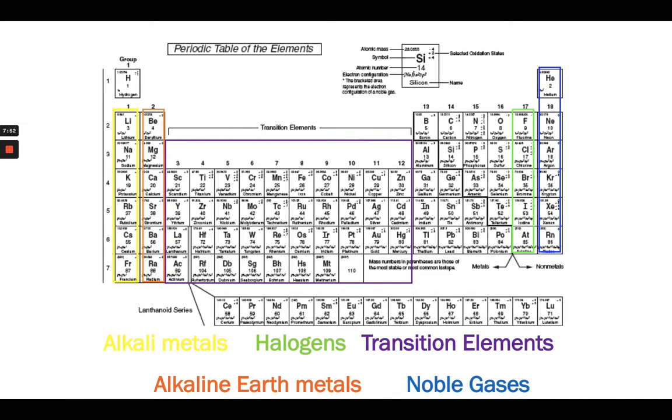All right. Now, we talked about this and you labeled this. There are some sections that you need to know. For example, group 1 are the alkali metals, and group 2 are the alkaline earth metals. This section right here in between 3 and 12 are called the transition elements or the transition metals. The group 17 is called the halogens, and group 18 is called the noble gases.